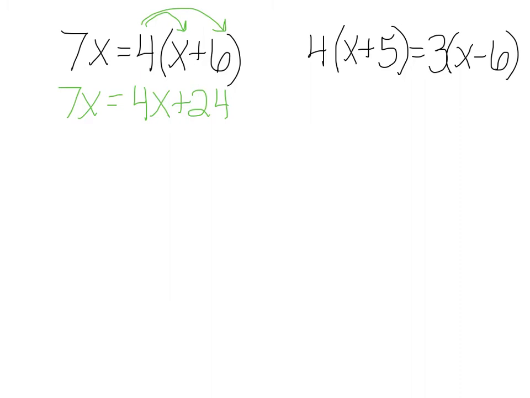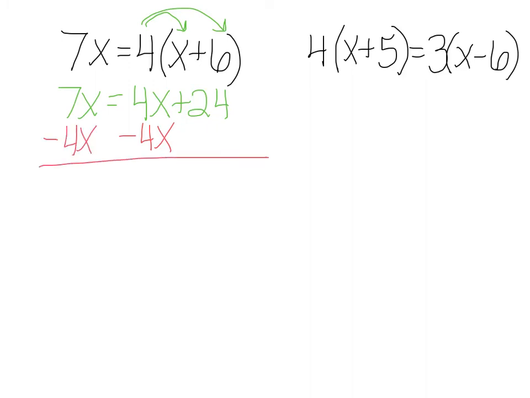My next goal is to get all of my x's, or whatever my variable is, on one side, and all of my numbers that don't have an x with them on the other side. This means that really I need to bring this 4x to this side. Well, to get rid of a positive 4x, I'm going to subtract a 4x. What I do on one side, I need to do on the other.